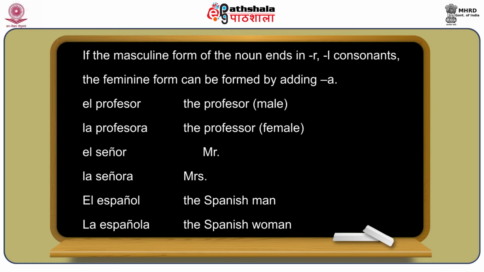If the masculine form of the noun ends in R or L consonants, the feminine form will be formed by adding A. For example, profesor means male professor and profesora means female professor. Same way, señor means Mr. and señora means Miss or Mrs. El español can mean Spanish as a language, but it can also mean the nationality, that is the Spanish man, and la española will mean the Spanish woman.